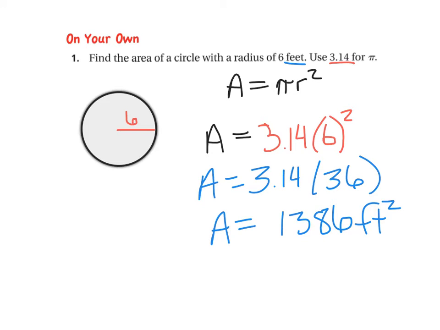Okay, I don't know why, but the answer key has this wrong. I was looking at it, I was like, that can't be right. Because 6 squared is 36 times 3.14 should give you 113.04. So the answer key in my book is wrong. But that's okay. That's why I check it.